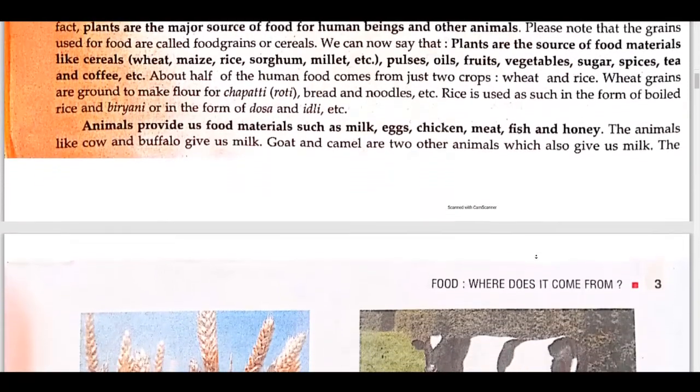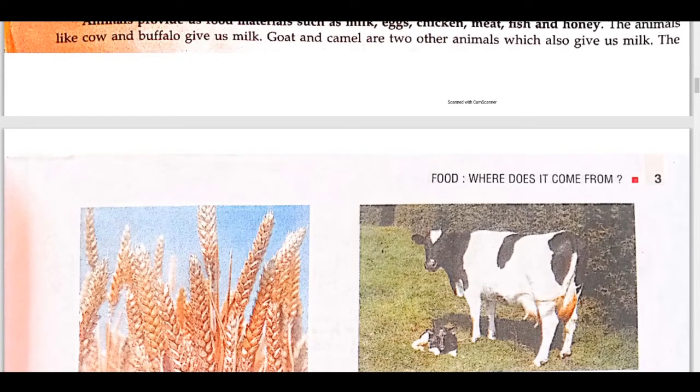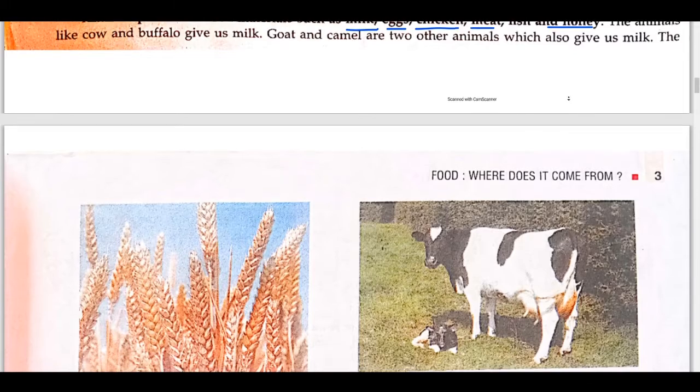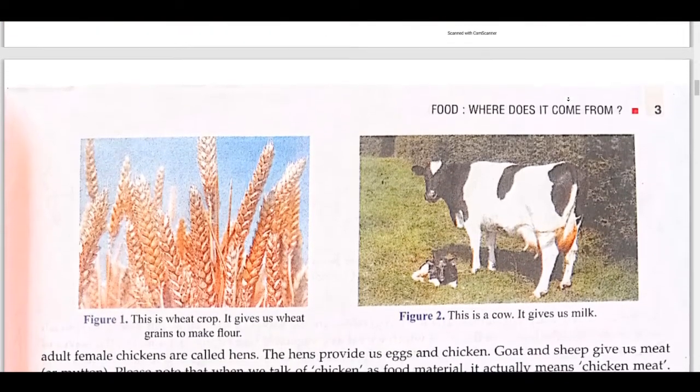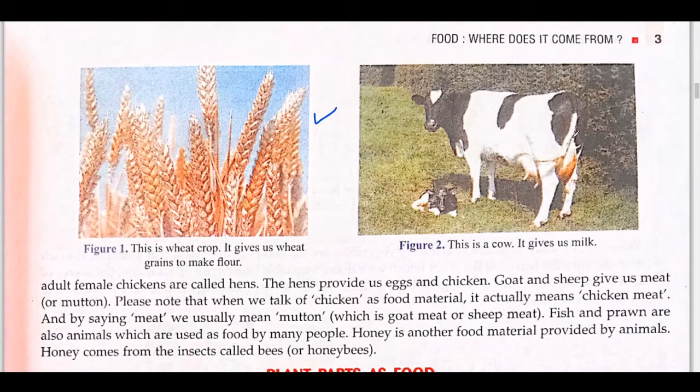And one more thing I'll tell you. Animals provide us food materials such as milk, egg, chicken and honey, right? Honey we get from honeybees. So this is clear to you, how animals and plants are the sources of food. Now we will look at this picture. Yes, this is the plant of wheat, meaning we are getting wheat from a plant. And here in this picture, this is a cow, it gives us milk, right? So these are the two main sources of food.